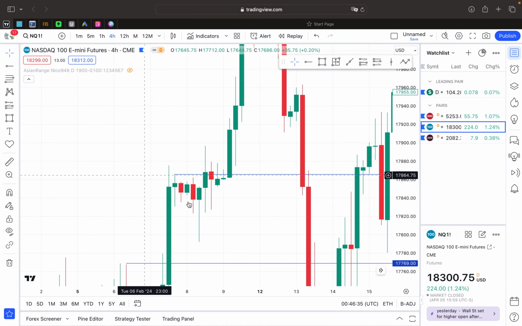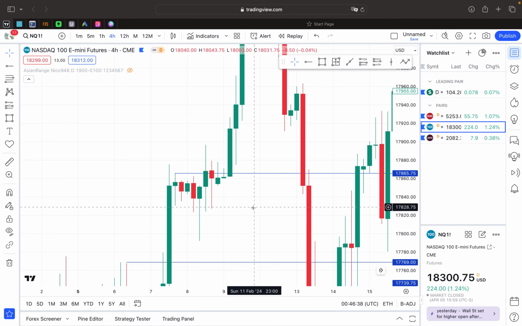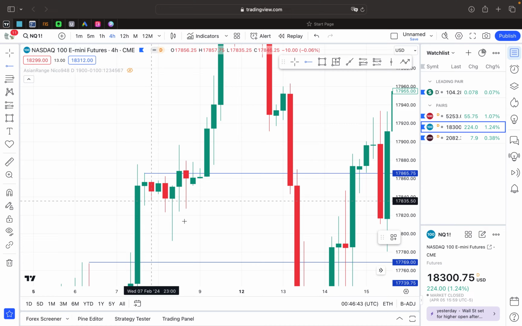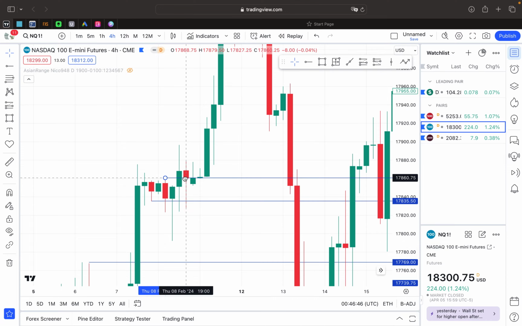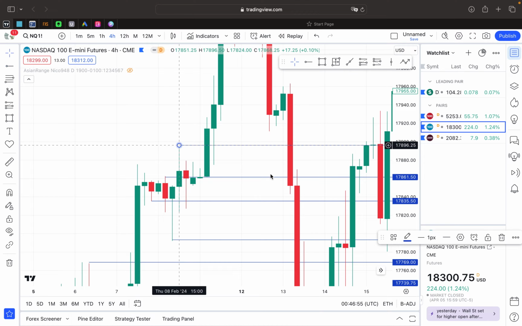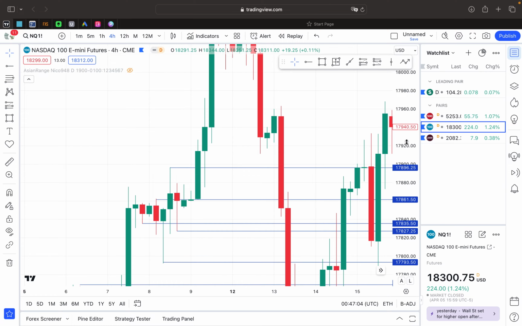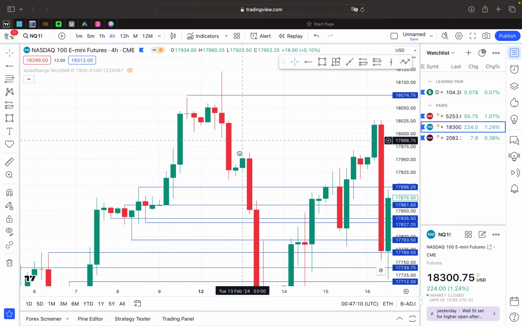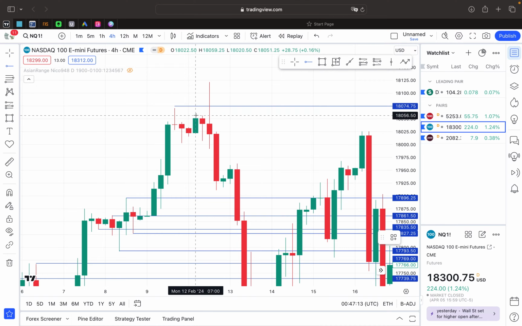Moving forward, you see here we got red, green, lowest point, green, red, highest point, red, green, lowest point, and then green, red, highest point. Red, green, lowest point, and then we're moving up. Green, red, highest point, green, red, highest point right here, and then red, green, low right there.